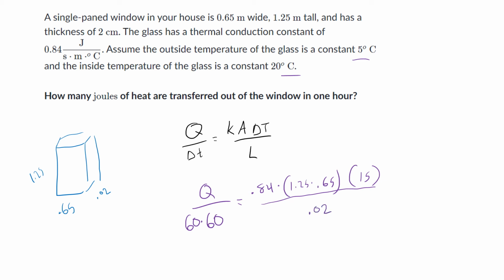So we're going to do some math here. We're going to times 15, divide by 0.02, times 0.84, times 60, times 60. So we're going to get around 1.8 times 10 to the 6 joules. All right. It's not unusual for them to use mega or kilojoules for stuff like this. 1.8 megajoules. Is that a lot? It depends on what you're comparing it against.